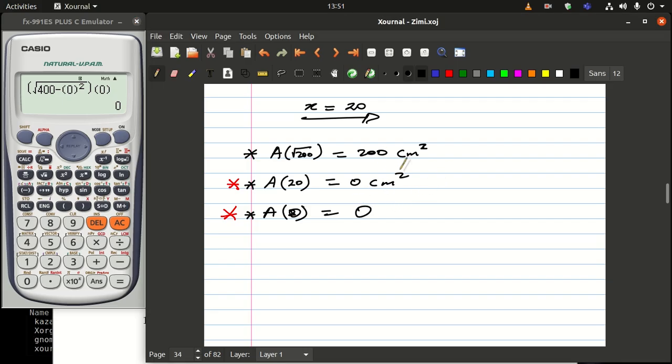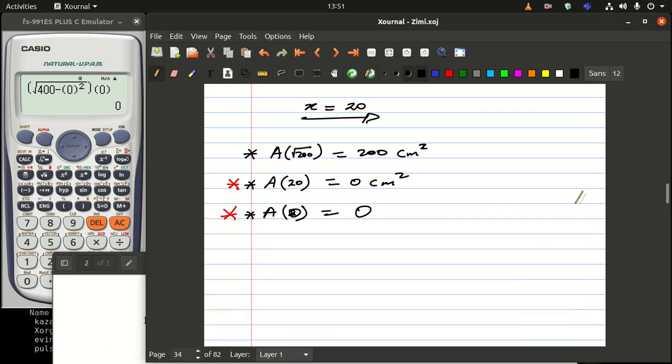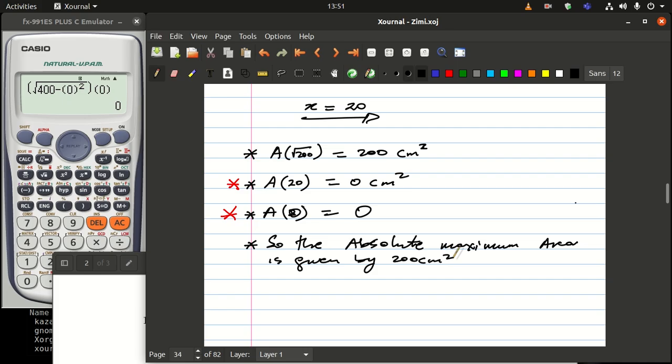So you were going to check, even if you are checking it, the question here was saying maximize. So you can just say, because this is the largest field, the absolute maximum area is given by 200 centimeter squared with dimensions. So we have the dimensions.